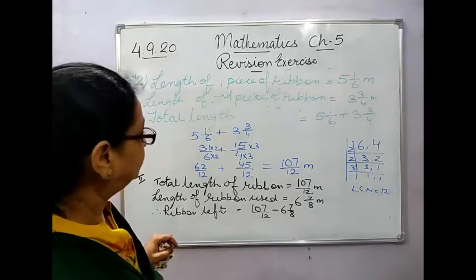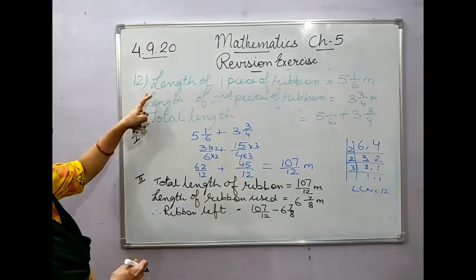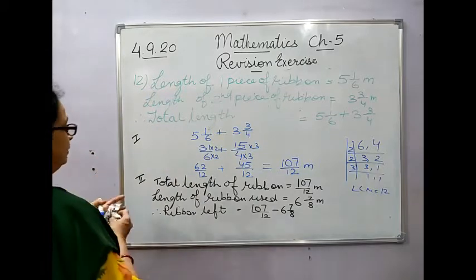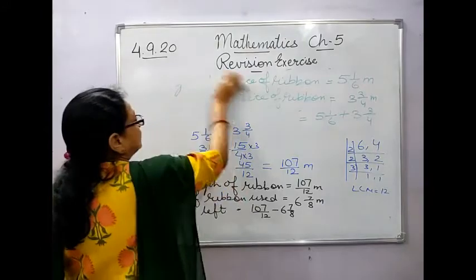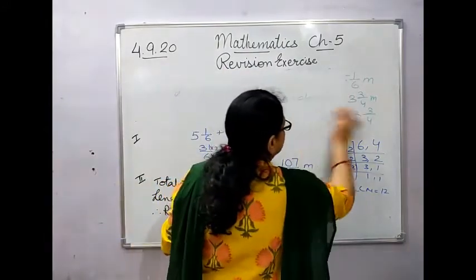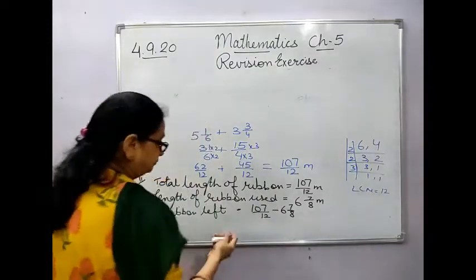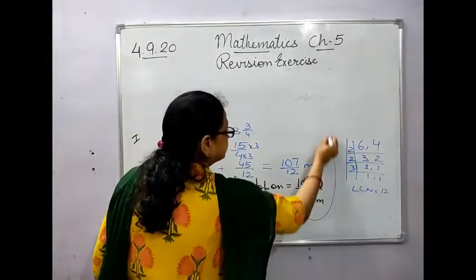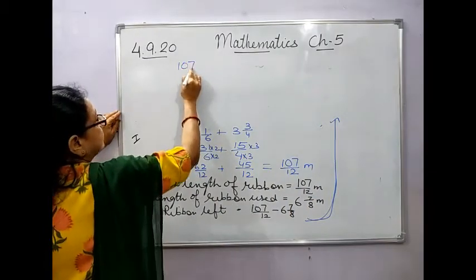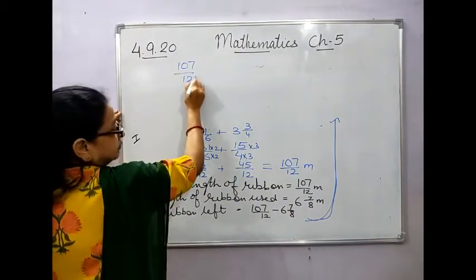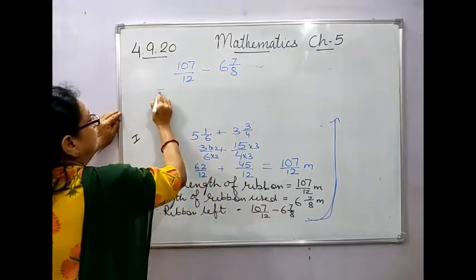Children, I am rubbing this and I will be solving this over here. This you already know. So it will be easier for you to see. I will put an arrow so that it is clear that the remaining sum is here. So remaining sum I will be solving over here: 107 upon 12 minus 6 7/8.